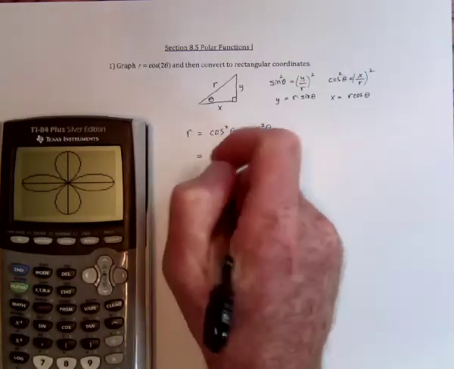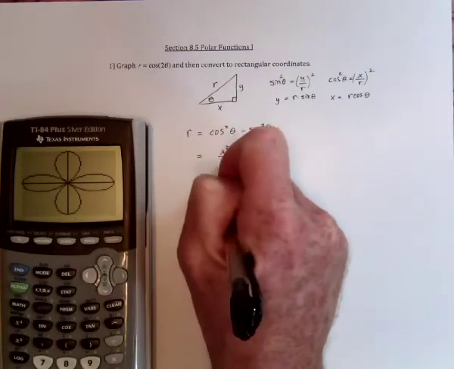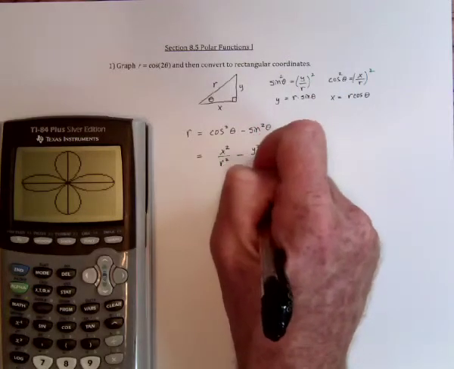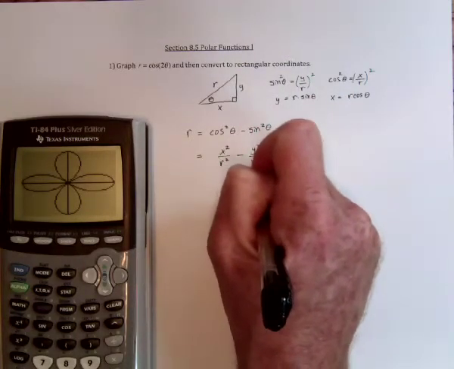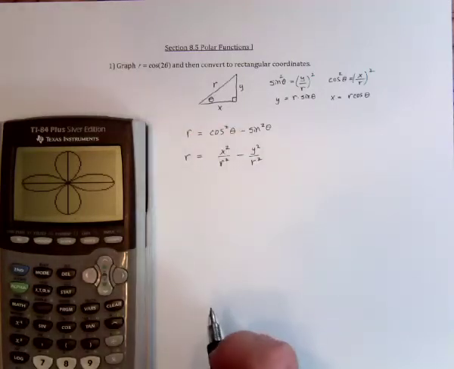So we've got cosine squared is x squared over r squared. Sine squared is y squared over r squared. And then we've got an additional r over here. And we're going to need to replace r and have just x's and y's.